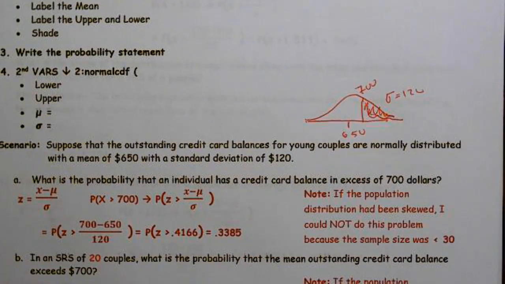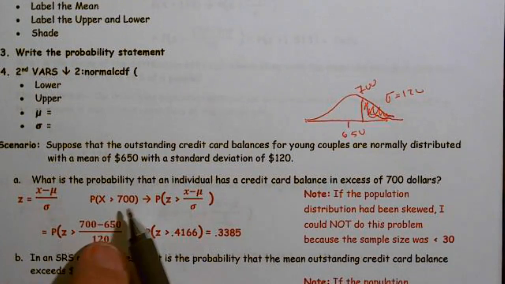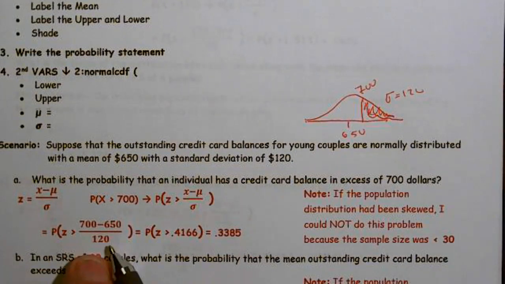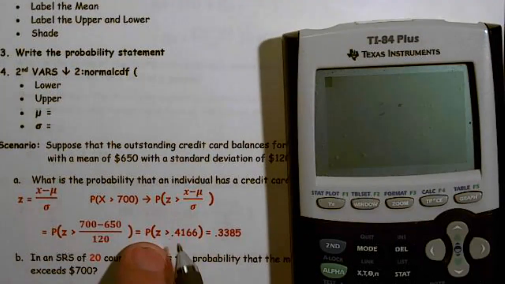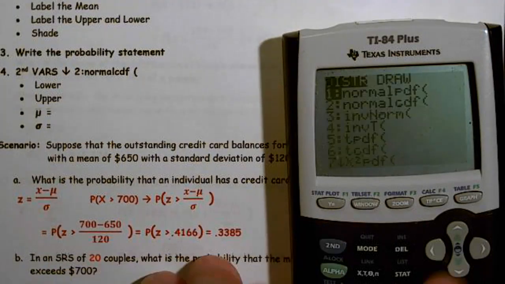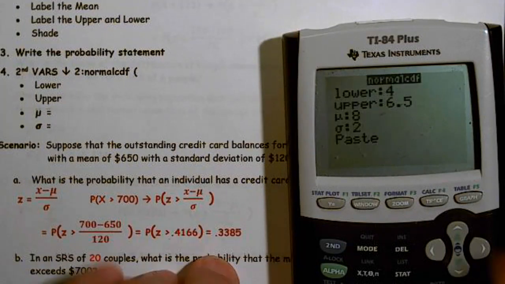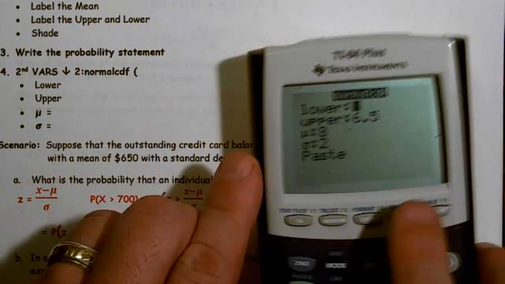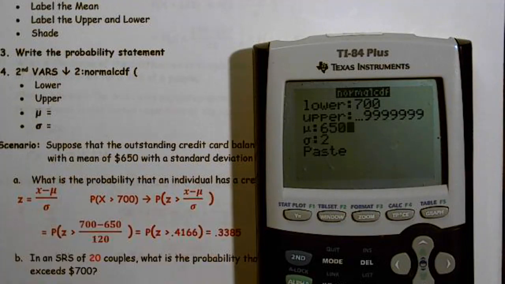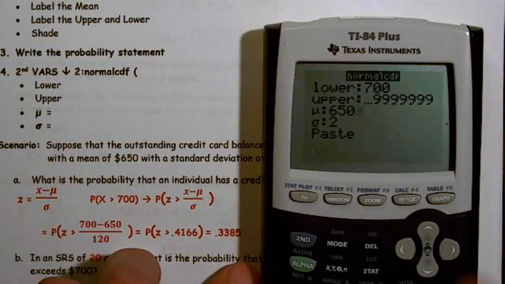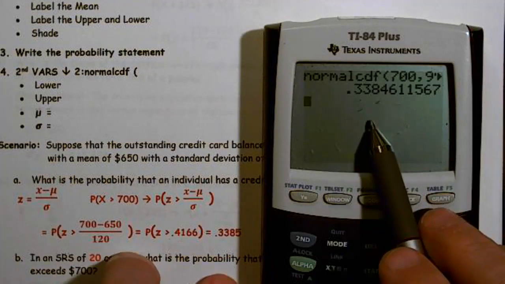So 700 minus 650 divided by 120 gives me this z-score. The probability of that is 0.3385. And there are a couple of different ways to do that. Please remember you have to give the z-score. So second var's normal CDF: my lower bound happened to be 700, my upper bound 99999, my mean was 650, and my standard deviation was 120. And that gives me 0.3385.